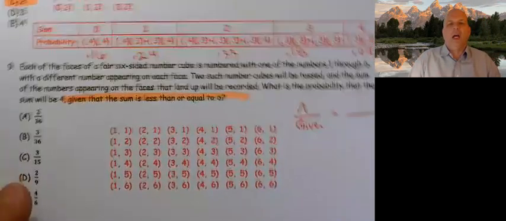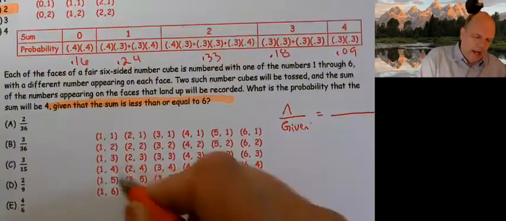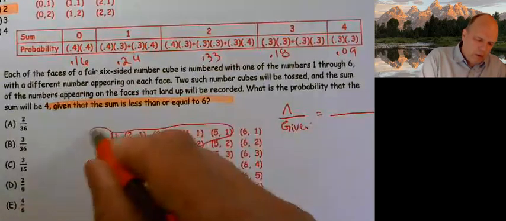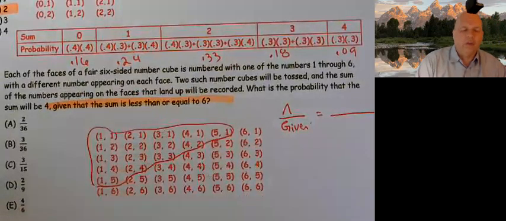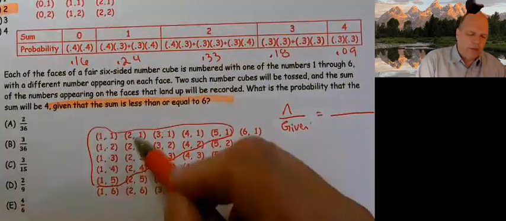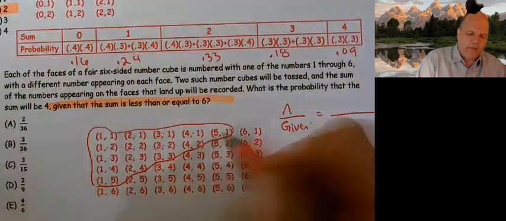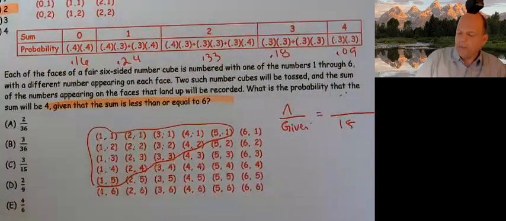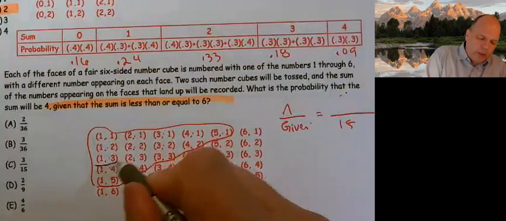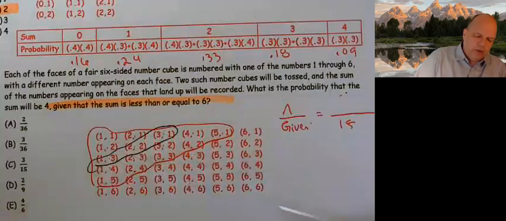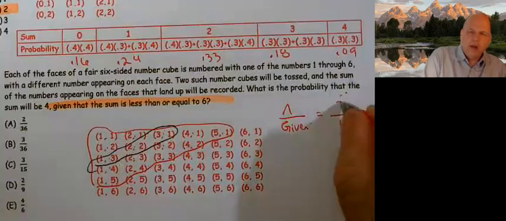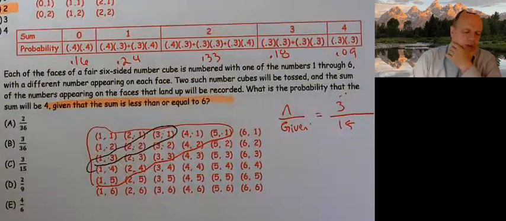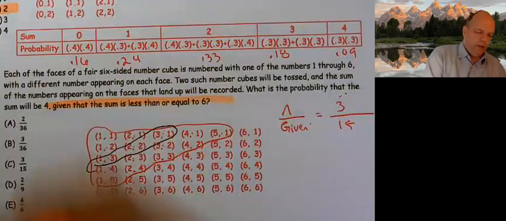So I went ahead and took time and made a sample space. And these values right here are less than or equal to 6. So we have 1, 2, 3, 4, 5, 6, 7, 8, 9, 10, 11, 12, 13, 14, and 15 values that are less than or equal to 6. And it says, what's the probability that the sum will be 4? Well, my 4 values are 1 and 3, 2 and 2, and 3 and 1. So in this case, 3 out of 15. So 3 out of 15 will be my best choice for that answer. And that answer choice happened to be C.